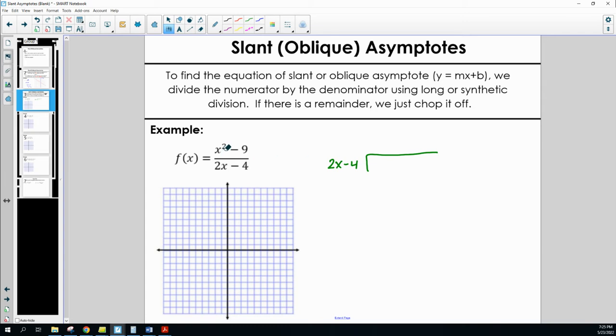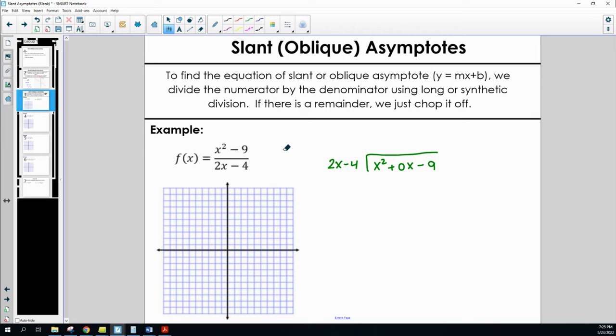Now remember, we do need to have placeholders in place. If we're missing any term, we have to put in a 0. We can see here that we go from x squared to a constant of negative 9. We're missing that x term in the middle. So we're going to put x squared plus 0x minus 9.